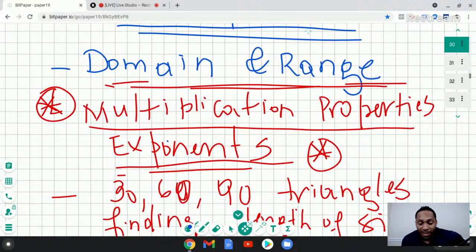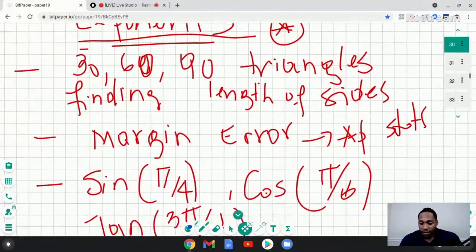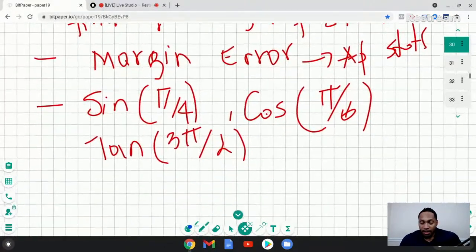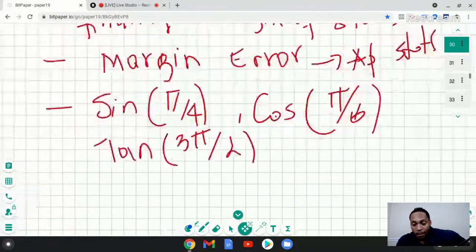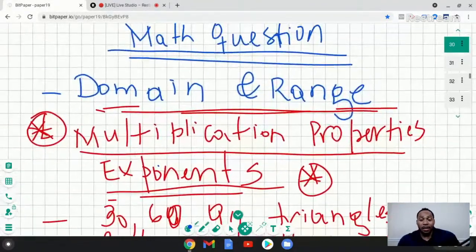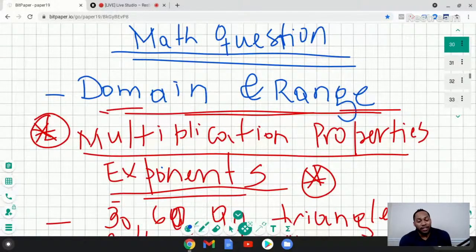Next time we have domain and range. We also have 30, 60, 90 triangles, and we also have some stats questions and some questions about sine and cosine. So next time we come, we'll pick one of those and then we'll answer it. And that will be it. So every time we come, we'll pick one of those, we'll answer them, and then later on, what we're gonna do is just go to the drawing board and get some more questions from you guys, so that we can answer them. That's it.